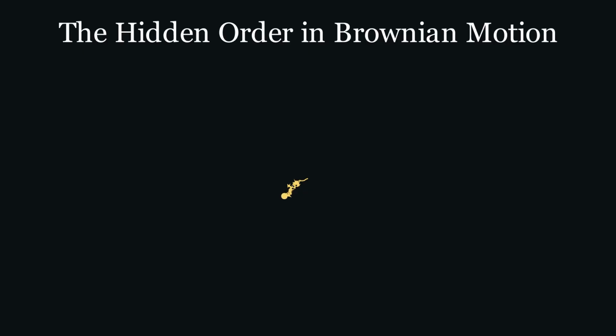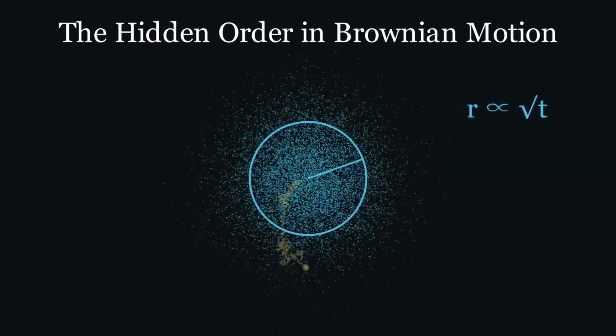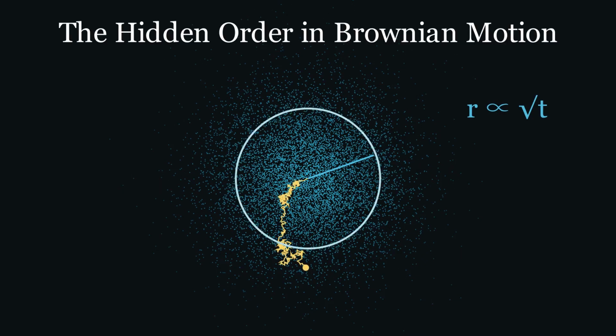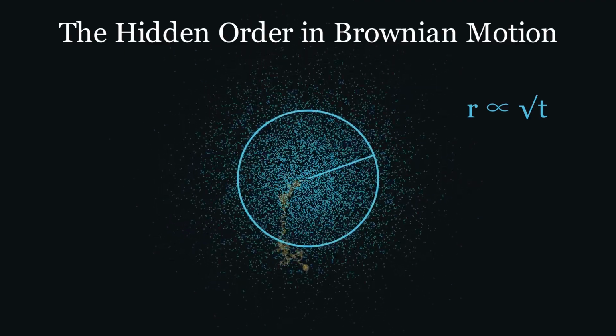If you trace the path of a single particle kicked around by unseen collisions, its trajectory looks like an unpredictable mess. Yet, when 10,000 of these paths unfold together, their distance from the origin expands at a rate proportional to the square root of time. How does microscopic randomness forge such a precise macroscopic law? By the end, you will see exactly why this chaotic wandering has no choice but to obey it.